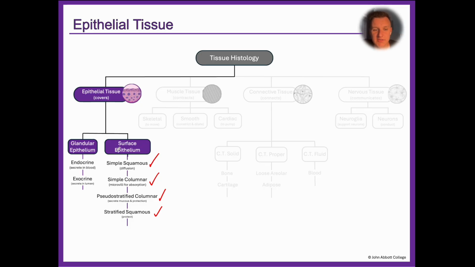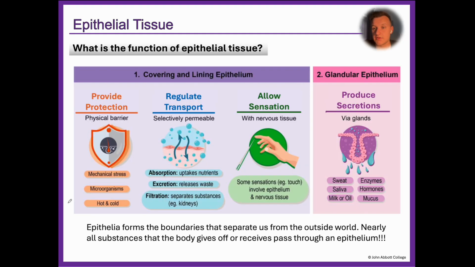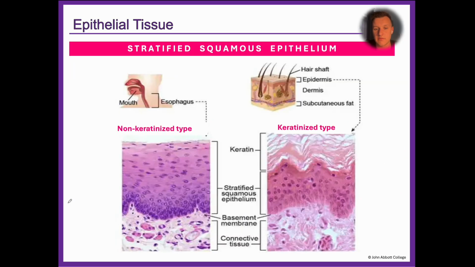Now, we're done with the surface epithelium. The last thing to look at is the glandular epithelium. So glandular epithelium has some cells around it, right? And actually it's certain types of these cells that do. But the way we classify glands is more on whether they're endocrine or exocrine. So that's what we'll talk about now.